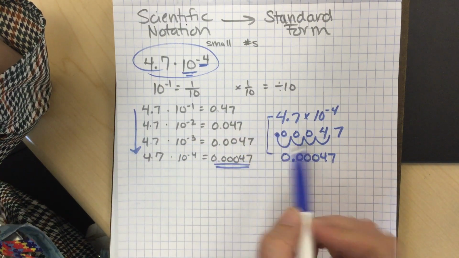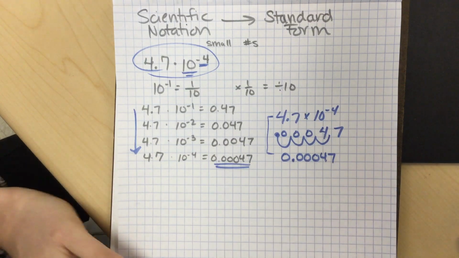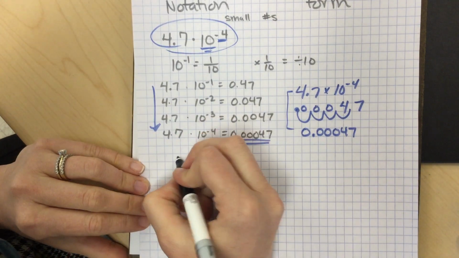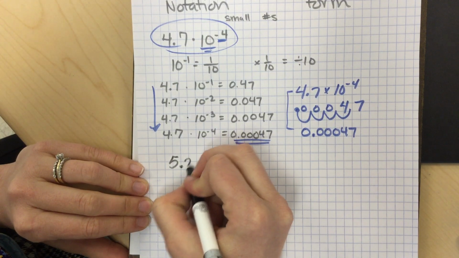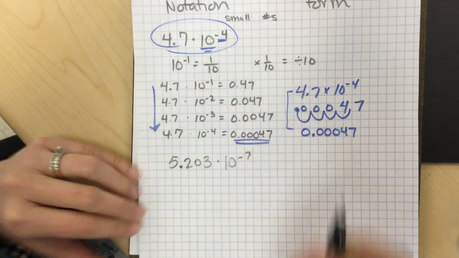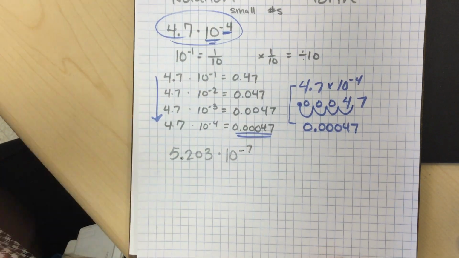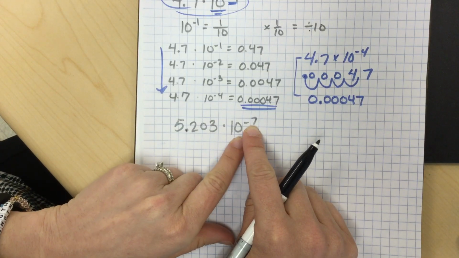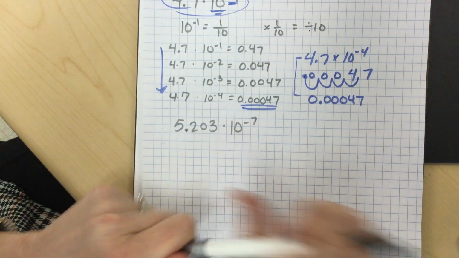Here is a shortcut that I like to use. Let's do one more to show you here. In this case, we'll take 5.203 times 10 to the negative 7th power. So this number again, because of the negative exponent, is going to be a very, very small number.